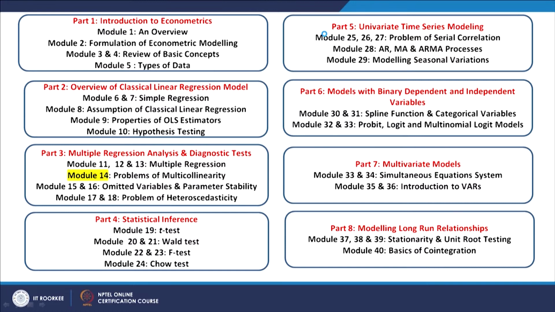This is actually not a part of the assumptions under the classical linear regression model, but it is a part of the Gauss Markov theorem. If you remember, Gauss Markov theorem assumes that there should not be any collinearity among the independent variables, specifically perfect collinearity among the independent variables. Now, this issue is actually addressed here in the problem of multicollinearity.